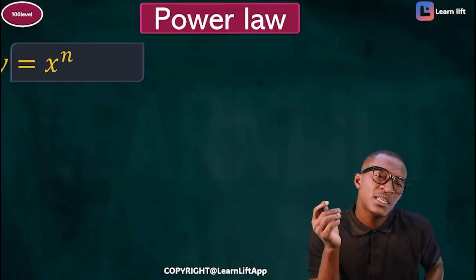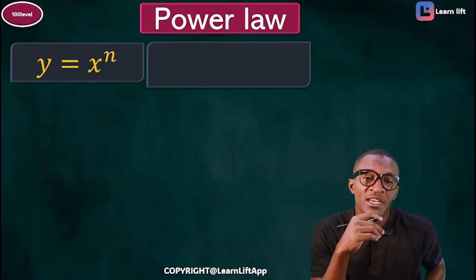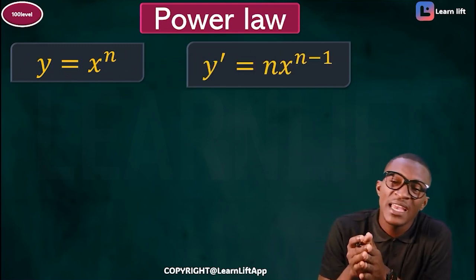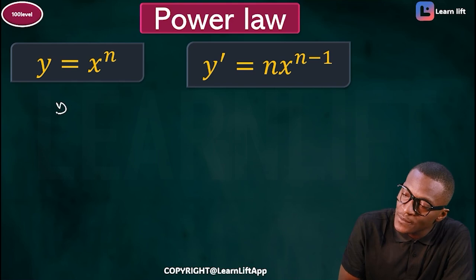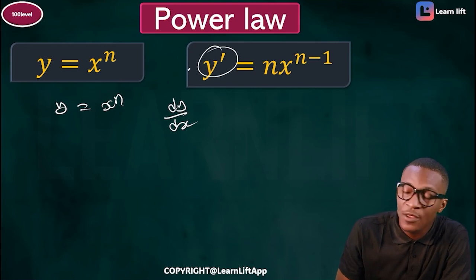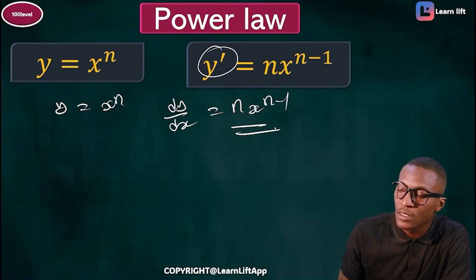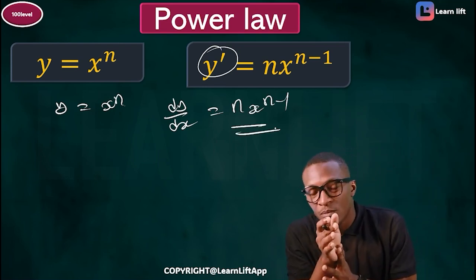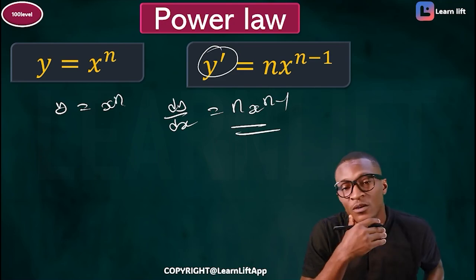It states that if you have y is equal to x raised to power n, y prime, which is dy by dx, is equal to what? Multiply the power by the function, subtract 1 from the power. So if we have that y is equal to x raised to power n, we can say dy over dx, or y prime, any of them, is equal to multiply the power by the function, that's n x raised to power n minus 1. This is what we call the power rule. Multiply the power by the function, subtract 1 from the power.